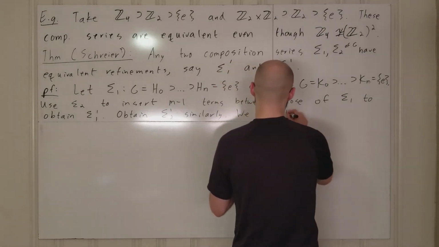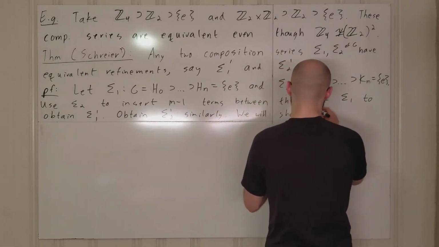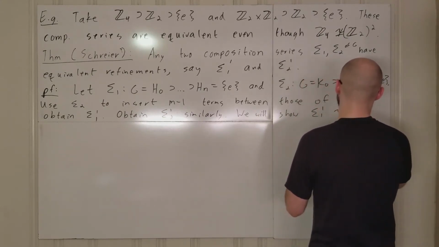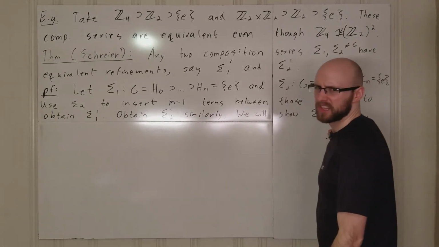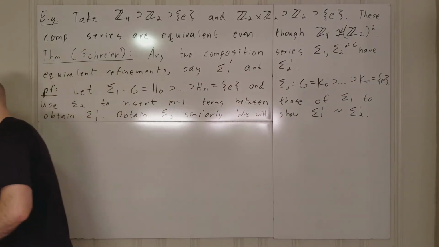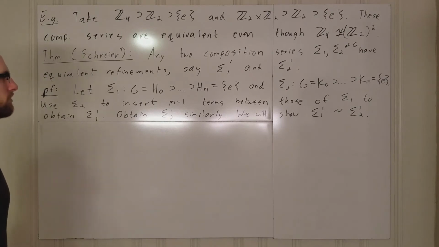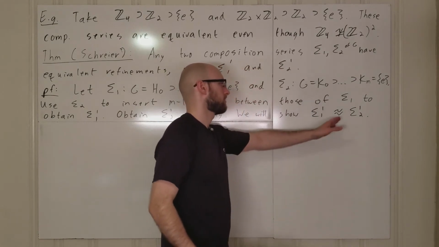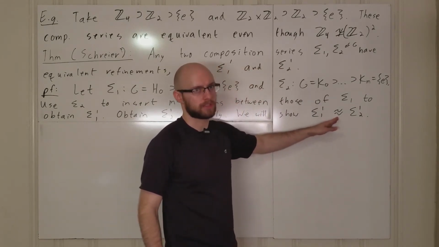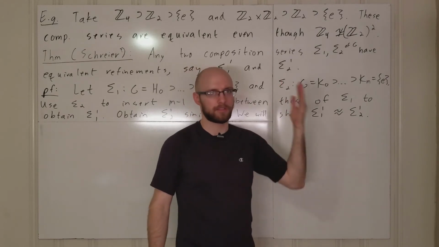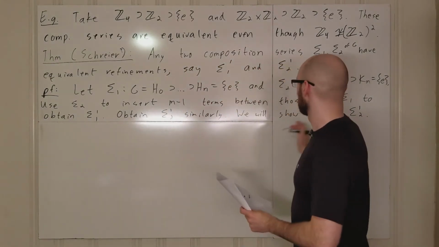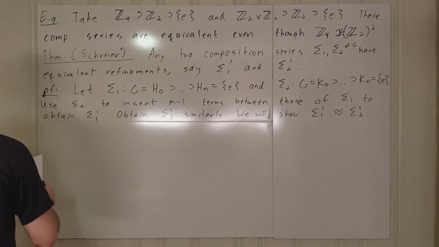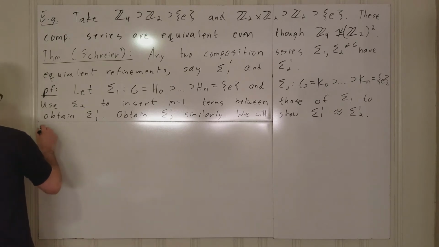We will show that sigma 1 prime is equivalent to sigma 2 prime. I'm just going to write that to mean equivalent. I don't know if this is an equivalence relation, so let's write this, because we haven't given any specific meaning to this symbol yet. So let's say this means that these two composition series are equivalent.